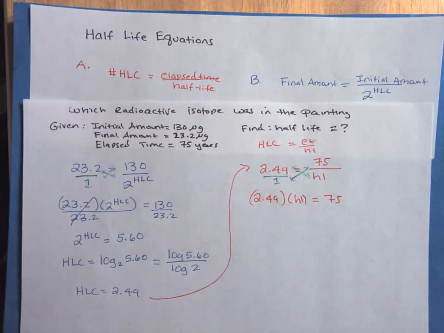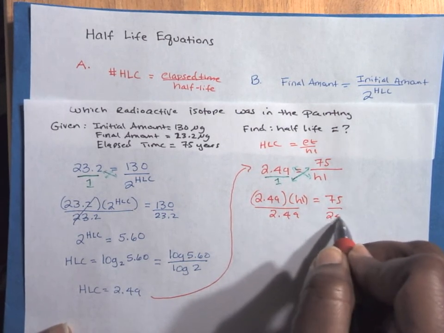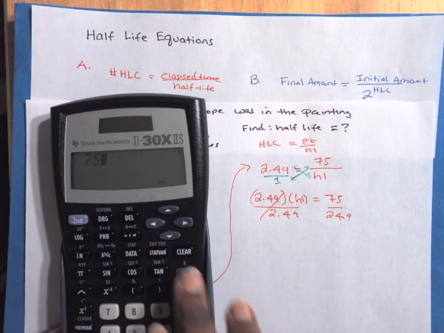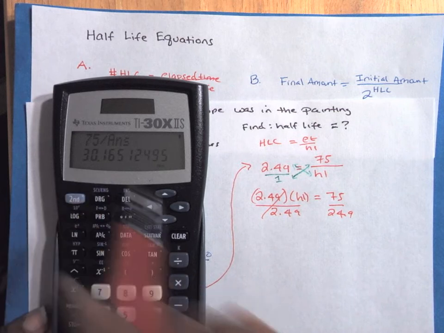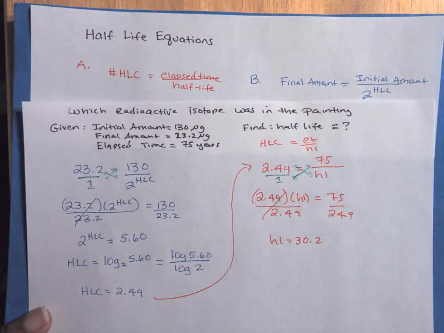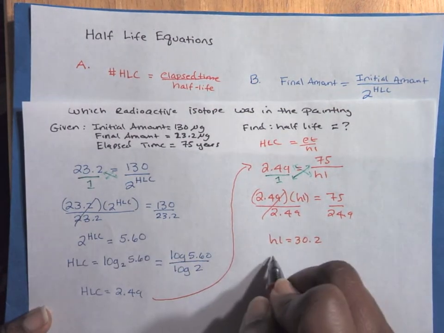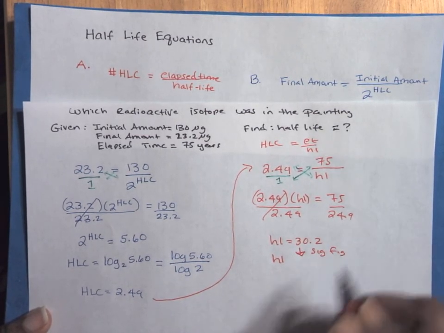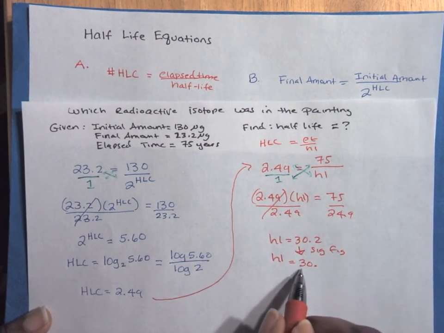Cool. Now what I'm going to do to solve for my half-life is I'm going to divide both sides by 2.49. Take care of that. 75 divided by, I'll just do second answer because it was saved in my calculator. So that gives me about 30.2. My half-lives, number of half-lives is equal to 30.2. Check my sig figs. There's 75 years here, so for sig figs purposes, I'm going to reduce that down to 30 with a period at the end, so that I know that there are 2 sig figs.